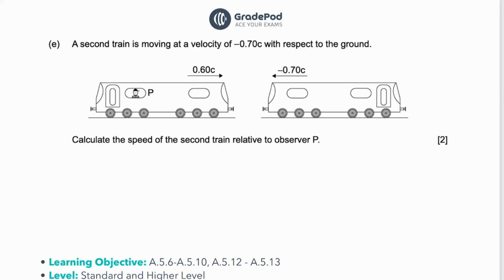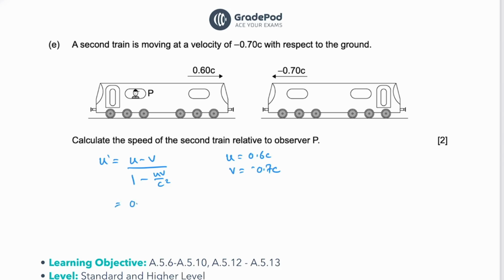E. A second train is moving at a velocity of minus 0.7 c with respect to the ground. So that just means it's going in the opposite direction to the first train. Calculate the speed of the second train relative to the observer. So this is where we're going to use our u'. It's the speed of one observer relative to another in a relativistic time frame. And for that equation, we go to our data booklet, and we're given this equation here.